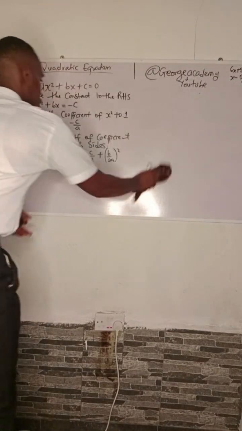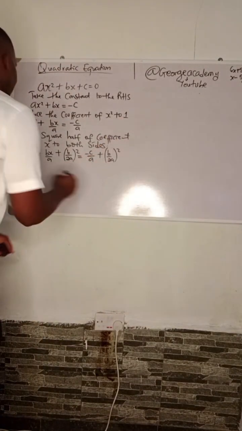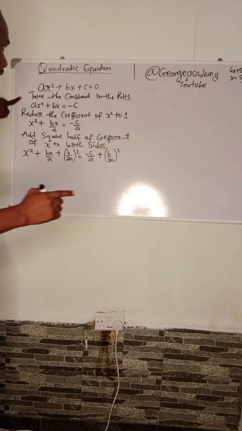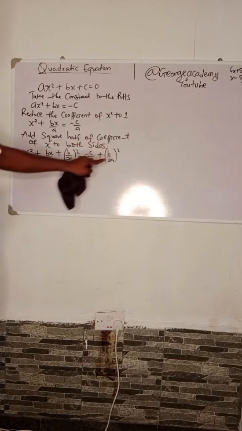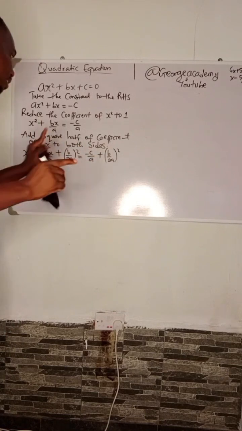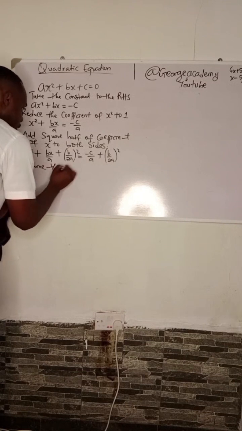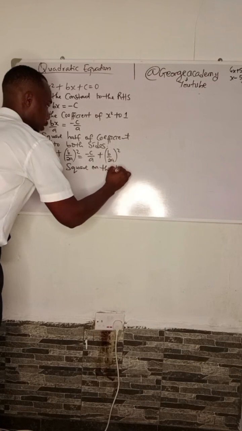Now we are going to continue. Let us combine the square. That's the next step. Please don't forget these steps. Take the constant to the right hand side, reduce the coefficient of x squared to 1, add square half of coefficient of x to both sides. Now the next one is combine the square on the left hand side.